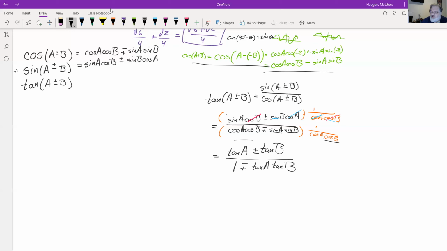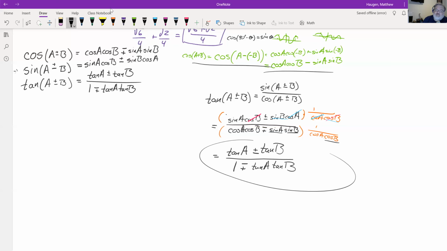So usually that's how we see the tangent relationship. Tangent of A plus or minus the tangent of B, all over 1 minus plus. Again, the sign switches on the bottom because of cosine. Tangent A, tangent B. So we get all of those relationships.